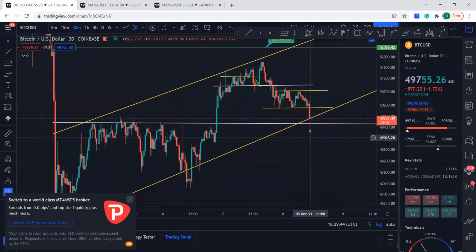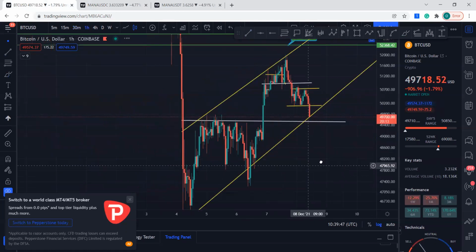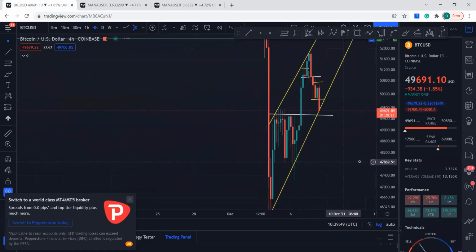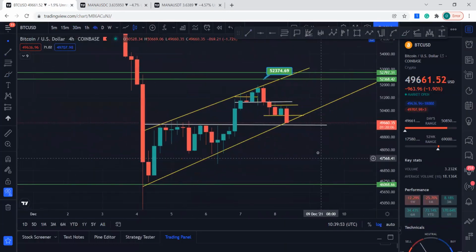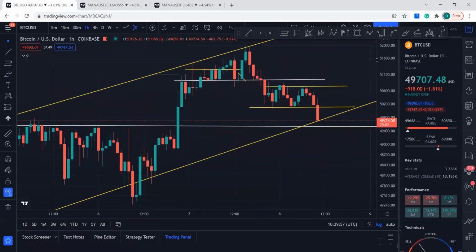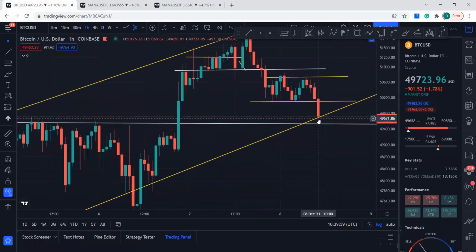If it finds support here, that's going to be good, because you can see it better in the 4-hourly, where this line is coming from. You can see it's coming down all the way to 49, as I said. Look at that. It's coming all the way down. See, it's finding some support, but I believe it can come further down.